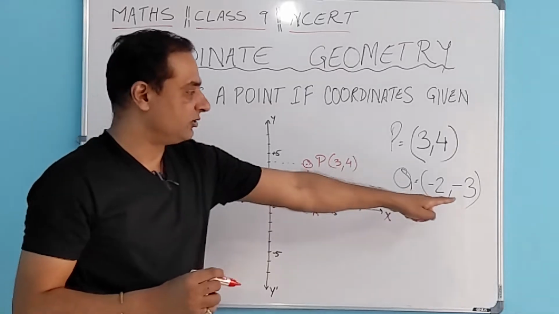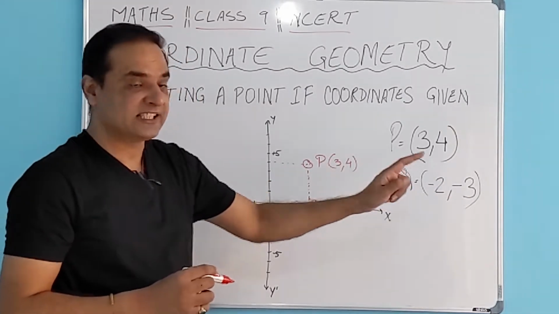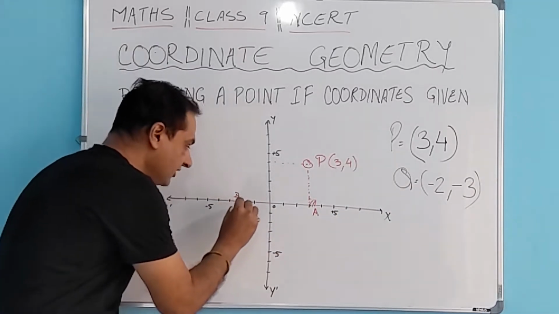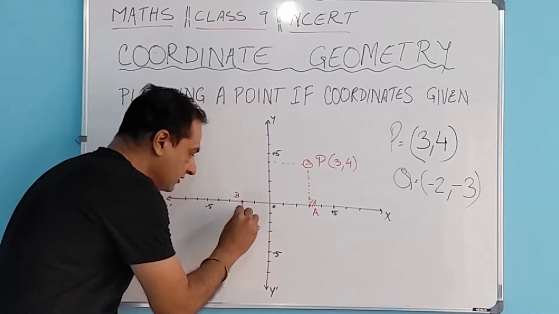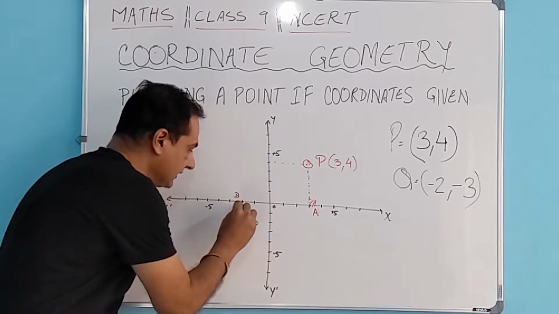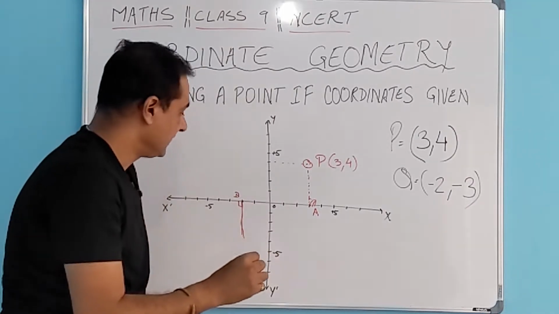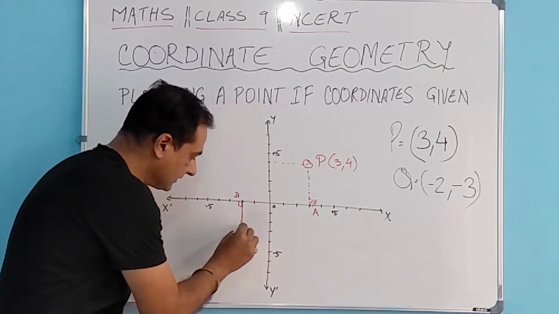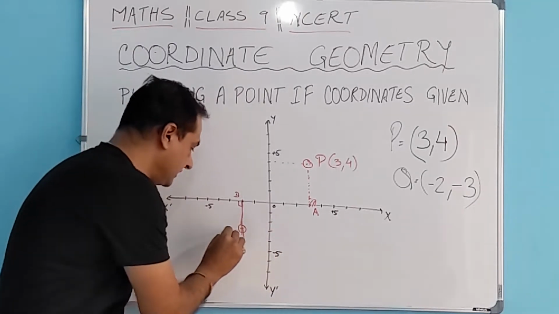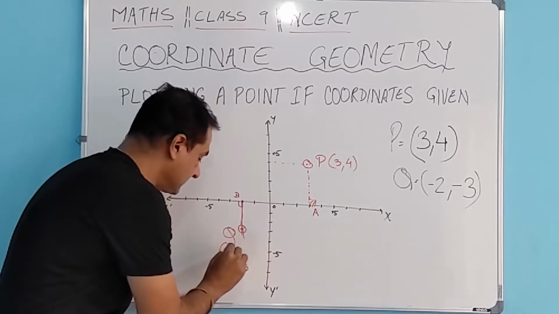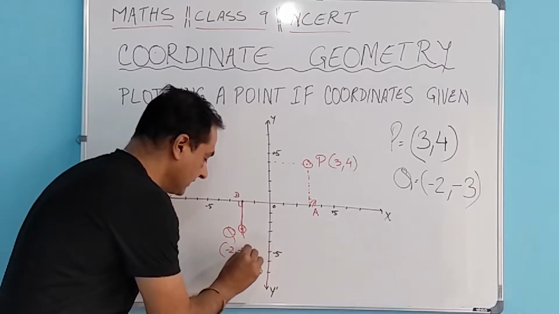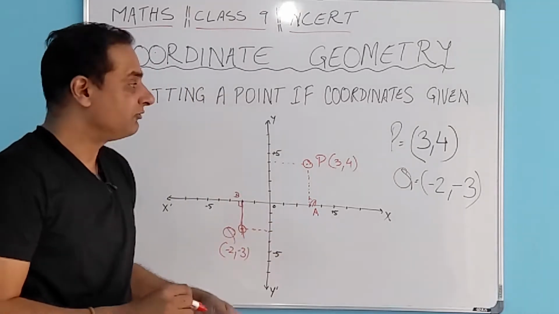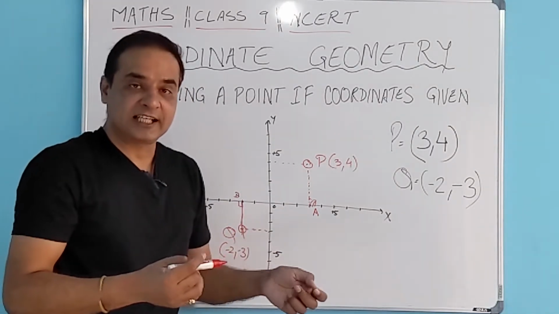Second step is look at the y coordinate. It is -3, which is negative. So we go to the negative direction in the y-axis, and it is -3. We make a line which is perpendicular, and see, this is perpendicular more or less, and then we go 1, 2, 3 here. So this will be point Q, which is (-2, -3). So that's how we plot a point where the coordinates are given.